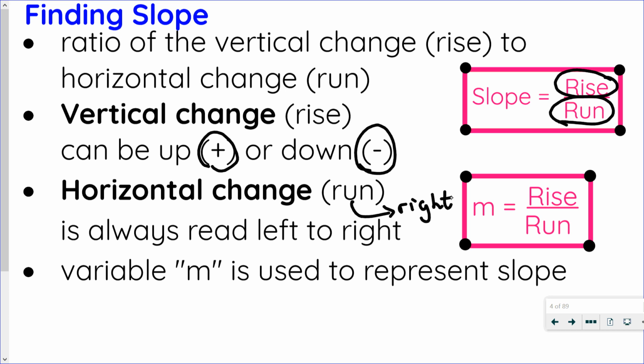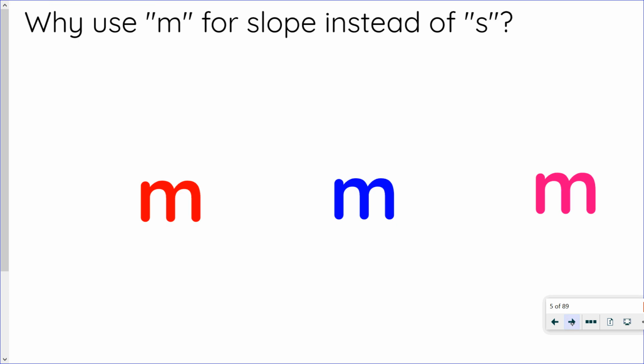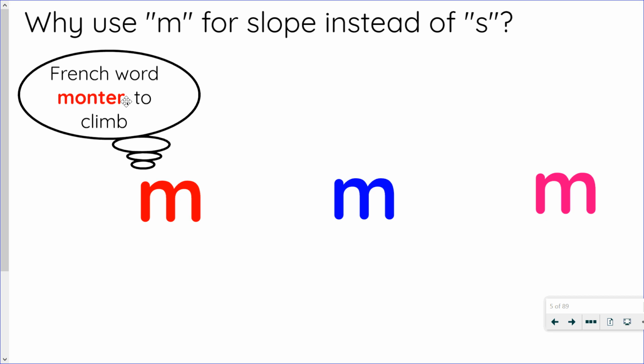Now we use the letter M to represent slope. You might be asking yourself, why would I use M for slope instead of S? Well, there are a couple of reasons that I've heard over the years. The first reason is we call slope M because it comes from the French word monter, which means to climb. Well, that makes sense. Climbing, rise over run, that makes sense.